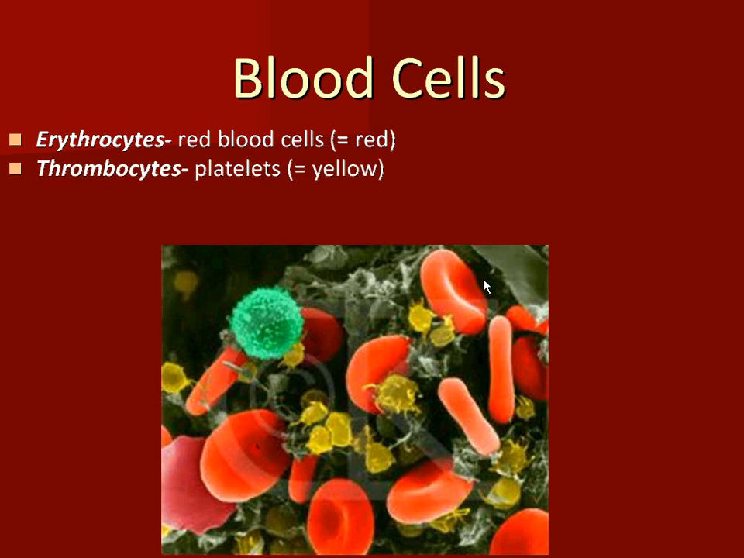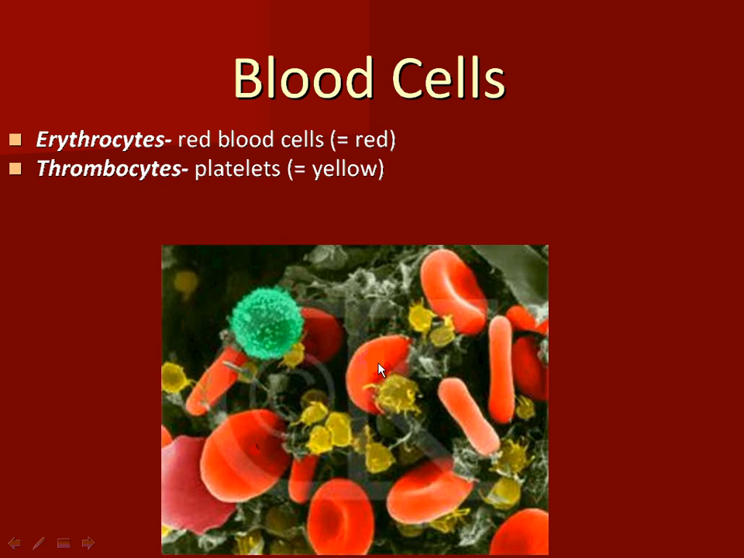We have thrombocytes, which are platelets, which are these little guys here. They're colored yellow in this picture, although the blood cells themselves actually have no color. This has just been artificially colored on a computer. So it's not like you'd have red cells and yellow cells and green cells. This picture was all black and white.